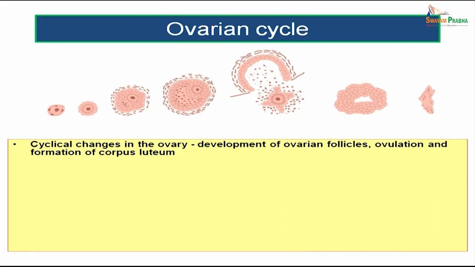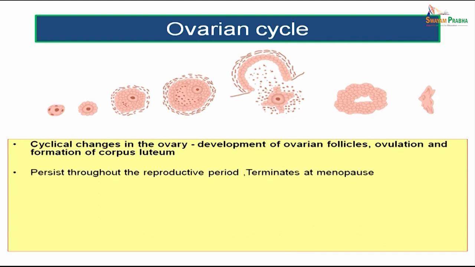So the details of the ovarian cycle and menstrual cycle will be dealt with in the next session, known as the reproductive cycle. Just for the time being, I am mentioning the important points of the ovarian cycle and menstrual cycle. These ovarian cycles occur at a particular interval, persist throughout the reproductive period of a female, and usually terminate at menopause.